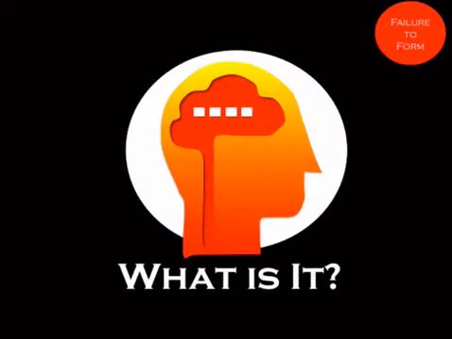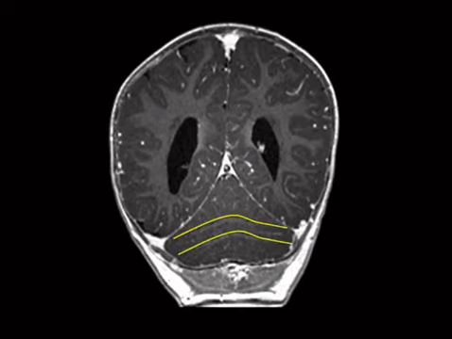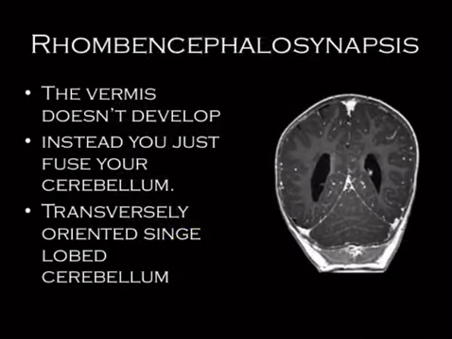So next, failure to form case. This is a coronal brain MR. It's kind of funny looking. Look at that cerebellum. Notice anything weird? So this is the transversely oriented single-lobed cerebellum that you see in rhombencephalosynapsis. When the vermis doesn't develop normally, you end up with fusion of the cerebellum, and that's what creates this appearance. It's an Ant Mini.